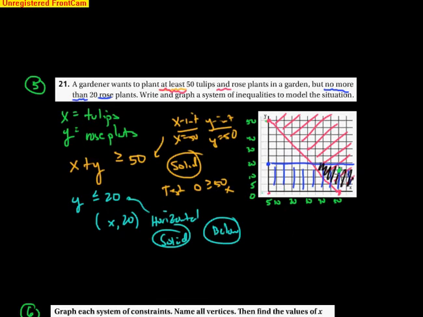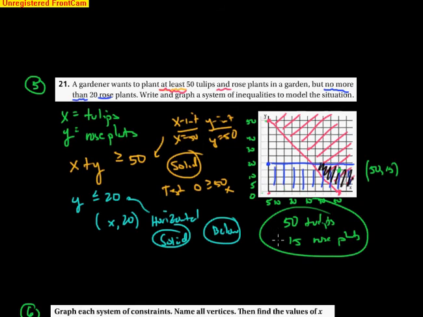And what I want to know is, what are the coordinates of that point? The coordinates of that point are 50, and that looks like 5, 10, 15. So what does this mean? Well, that means this point represents 50 tulips and 15 rose plants. That's what that means. And if you notice, does that satisfy the inequalities?